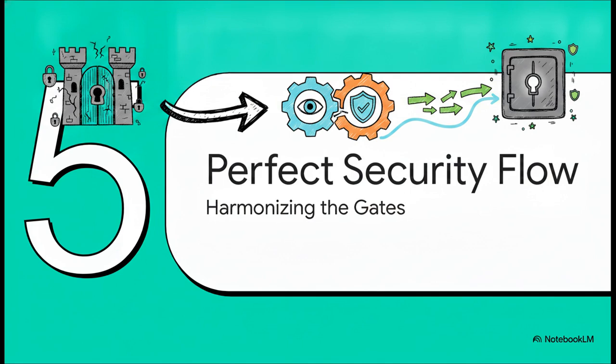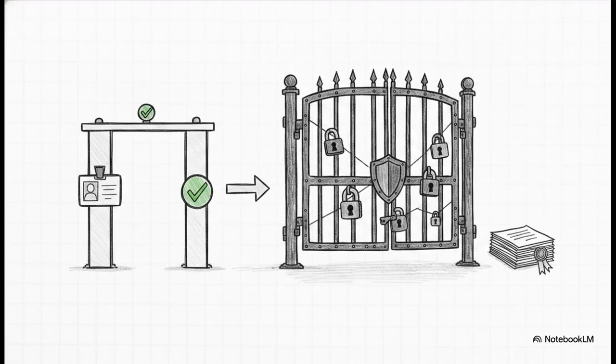Section 5. The perfect security flow. The golden rule of access control is straightforward. Authentication must happen before authorization, period. Because you obviously cannot authorize an unknown entity. But crucially, proving who you are grants 0 permissions by default. Every protected endpoint needs both of these checks happening securely on the server side. Skipping either one is an instant vulnerability.